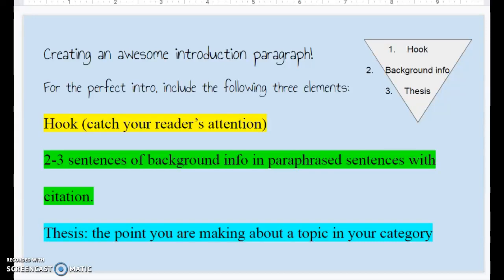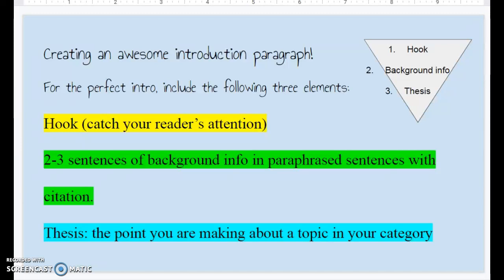Okay, so we're going to start with talking about the introduction. So this is the same introduction outline that we've used all year. It should be more of a review. Now we're just looking at it as a research paper introduction.